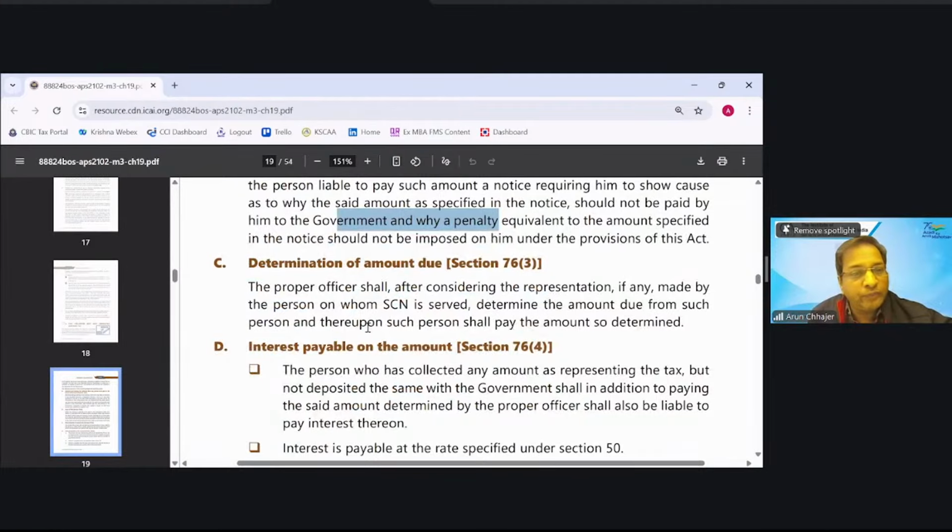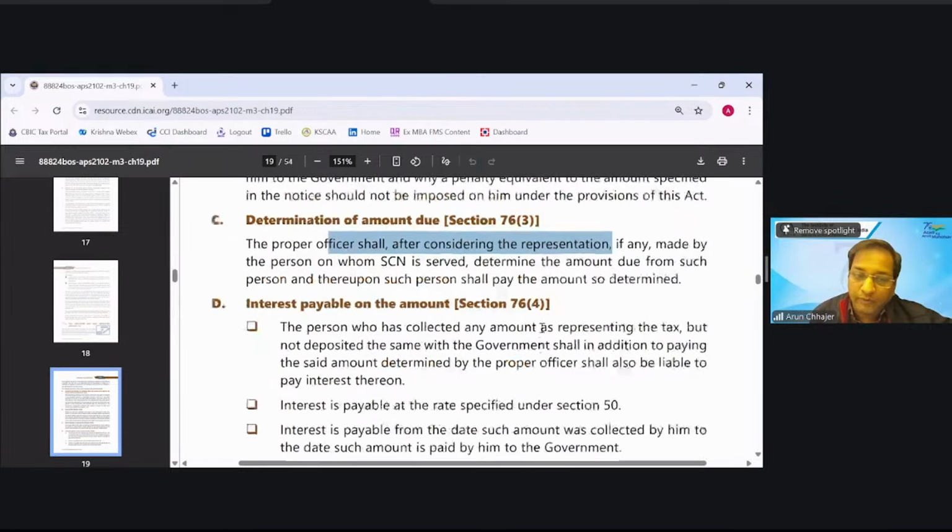Determination of the amount due. The officer shall, after considering the representation, if any, made by the person on whom the SCN is served, determine the amount due and thereupon shall pay the amount.